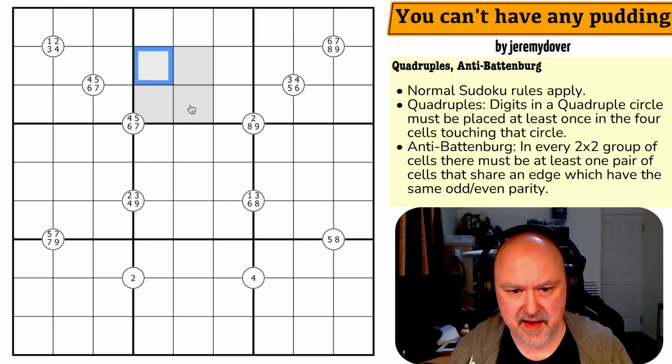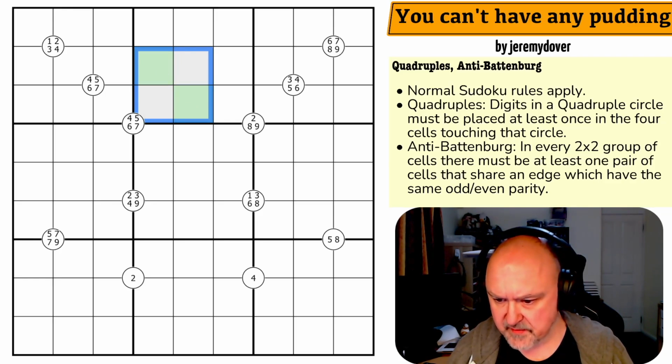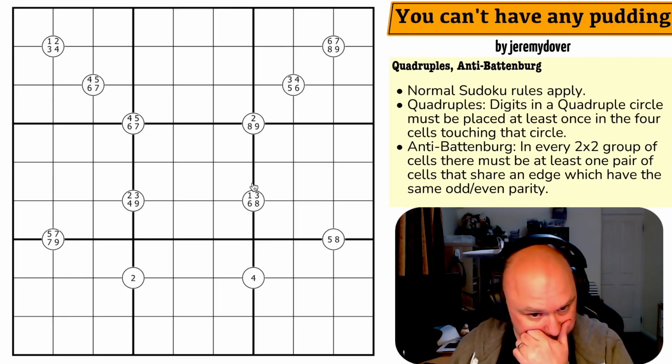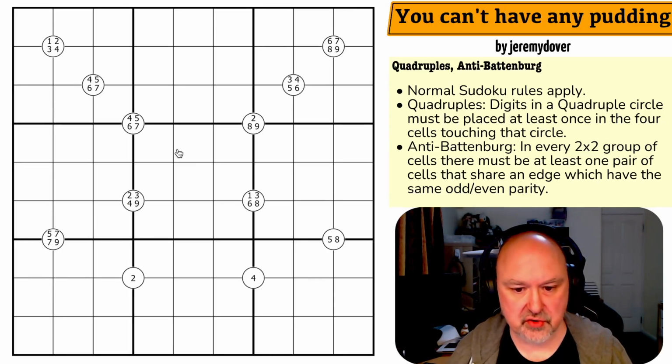Basically, a Battenburg puzzle often means you would have a pattern like this, and these would all have different parities. What anti-Battenburg is saying is you can't have this pattern of different parities anywhere in the grid. So I'm going to restart the puzzle to restart my timer. Let's give this a shot.